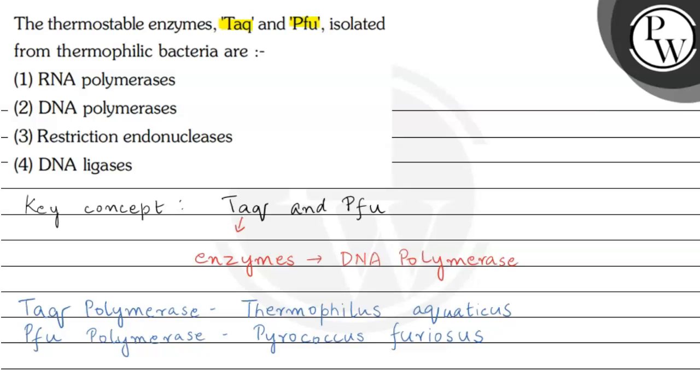Now, both these bacteria are thermophilic bacteria, which means that the optimum condition of living for these bacteria is very high temperatures. So these bacteria are archaebacteria and they are mostly found in extreme conditions of very high temperature. So these enzymes, that is Taq polymerase and PFU, are isolated from these thermophilic bacteria.